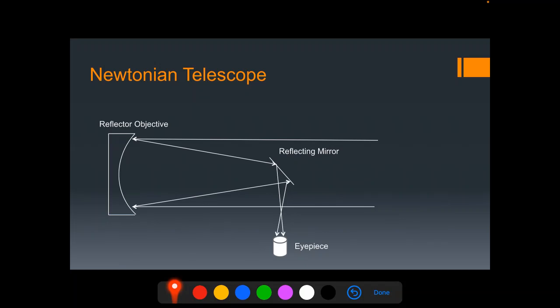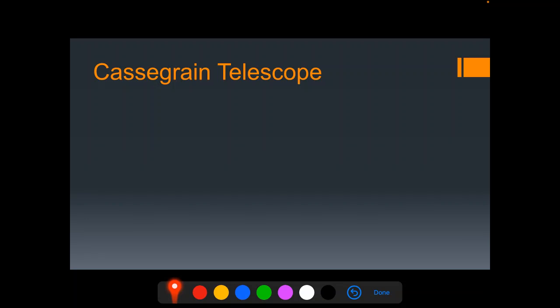So there is another scientist, Cassegrain. He designed a different telescope to overcome this drawback. So the second type of optical reflecting telescope that we are going to see today is the Cassegrain telescope. Again, we will go in the same flow. First we will see the instruments which are used in this telescope, and then we will see how it works.